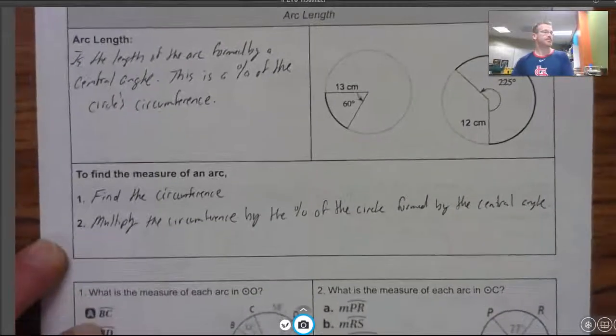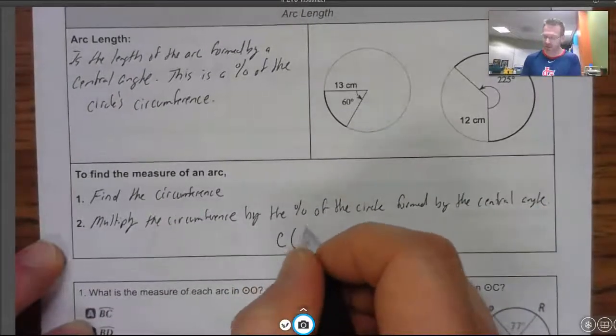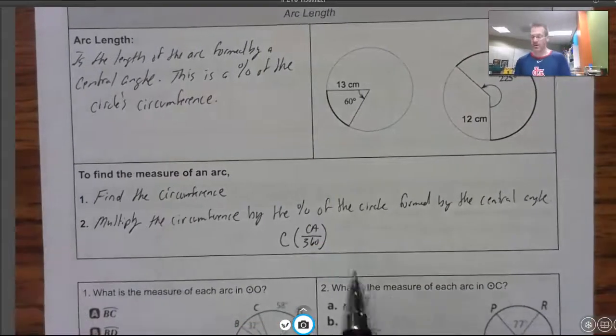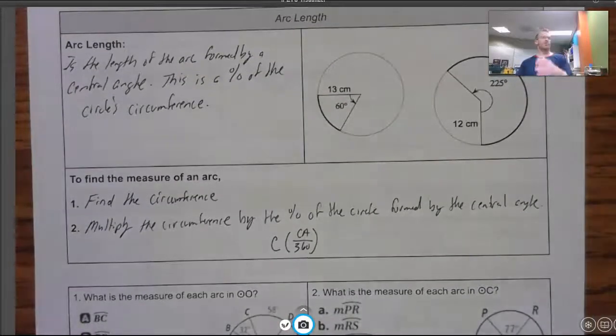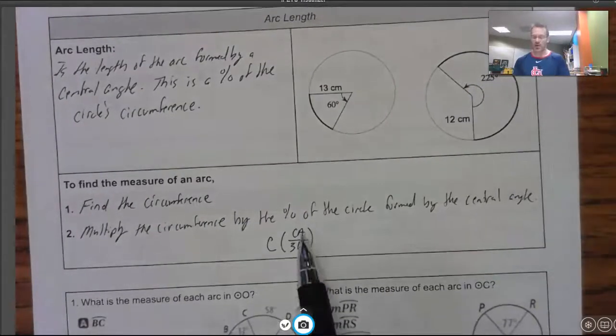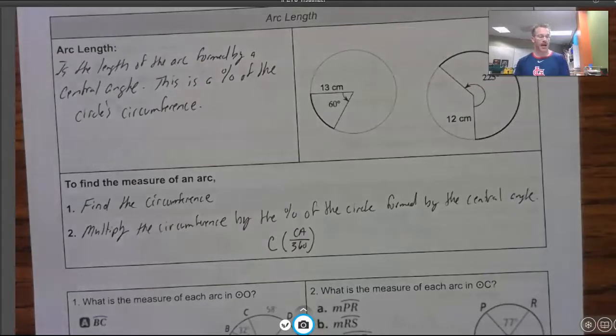So circumference times the central angle divided by 360. Notice if I do 360 divided by 360, that's 1. That means I went all the way around the circle, which gives me just its circumference. That makes sense, right? If I only went halfway around the circle, that's 180 divided by 360, and that would be half of the circumference. So the central angle divided by 360 is going to give us that percentage, and that's how much of the circle we're looking at.